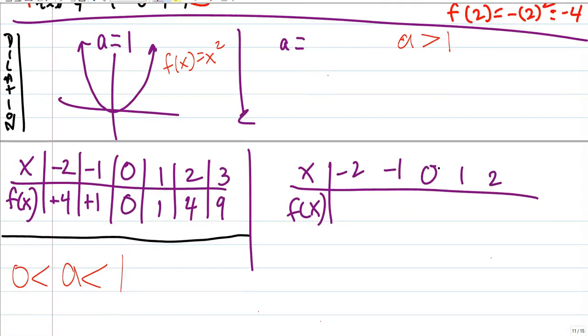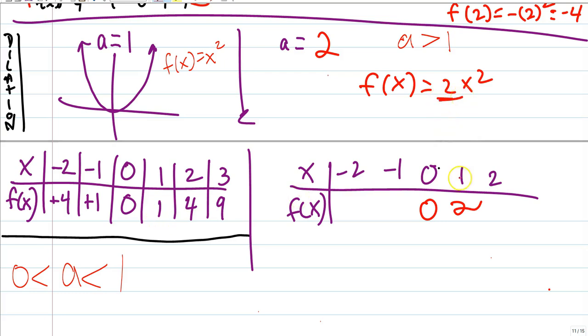This is really a little more advanced, but if the A is 1, then we have our parent graph. If the A were something greater than 1, like a 2, what would that do to all the y values? Well, I would have the same numbers come out. 0 would give me 0, but 0 times 2 would be 0. 1 squared would be 1, but 1 times 2 would be 2. I end up with all the same y values, but that 2 makes everything twice the size.